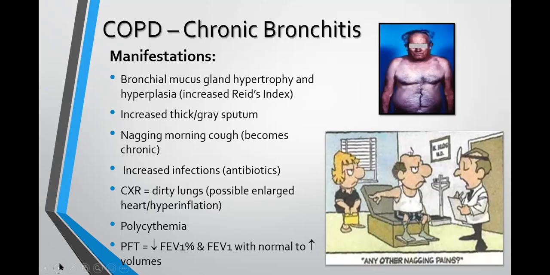It also manifests with increased infections. You're always getting infections and having to have antibiotics. The chest x-ray, CXR means chest x-ray. Chest x-ray shows dirty lungs, right? You won't know how to look at that at this point. All right? Polycythemia, that means increased red blood cell count. So COPD patients can have an increased red blood cell count. I've seen that on one of the tests as a multiple choice. It says, how do you know it's a manifestation of COPD? And polycythemia was in there, and a lot of people didn't pick it. Polycythemia is one of the manifestations of COPD.